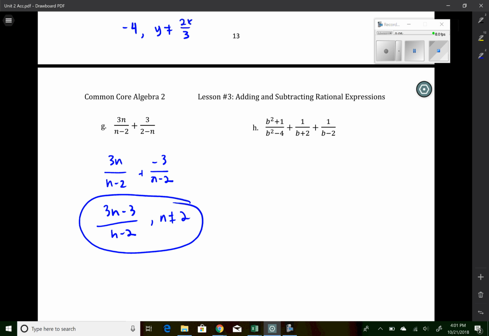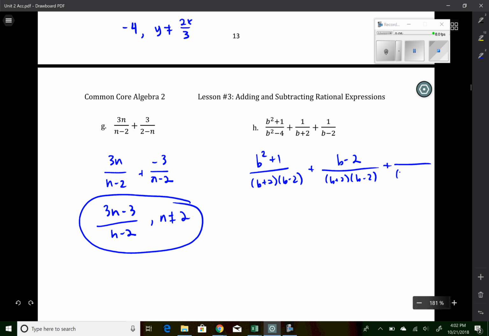For h, we have to factor this first denominator, so I'm going to get b squared plus 1 all over b plus 2, b minus 2, meaning that second fraction also has to have b plus 2, b minus 2. And it already has b plus 2, so I'm going to put a b minus 2 in the numerator. For that third fraction, I also need to have b plus 2, b minus 2. But it already has b minus 2, so I'm going to just put in b plus 2 in the numerator.